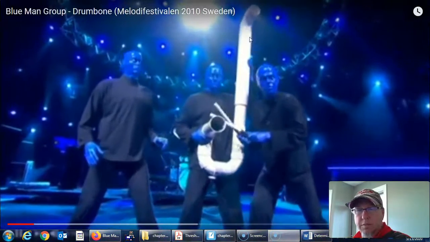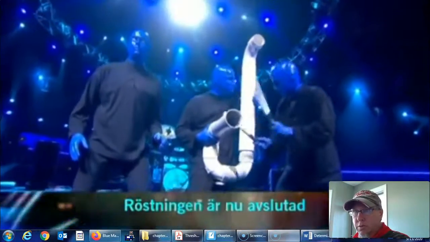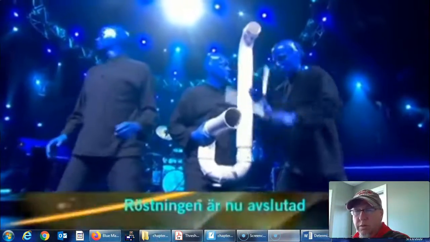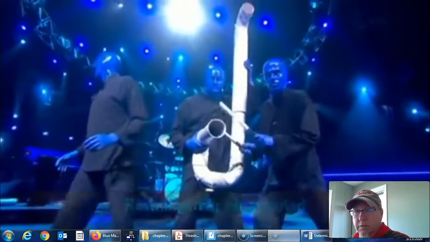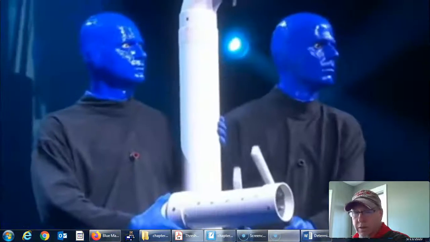See, by doing this, he made the wavelength longer, which makes the note lower. Shorter wavelength, higher note.